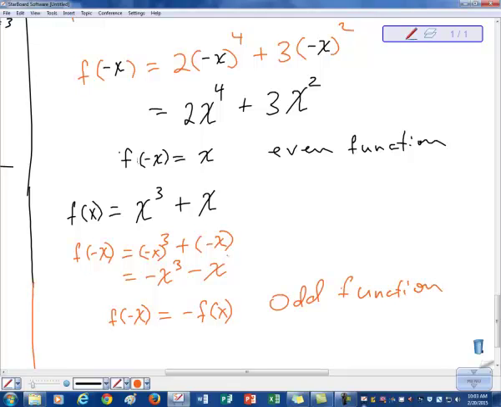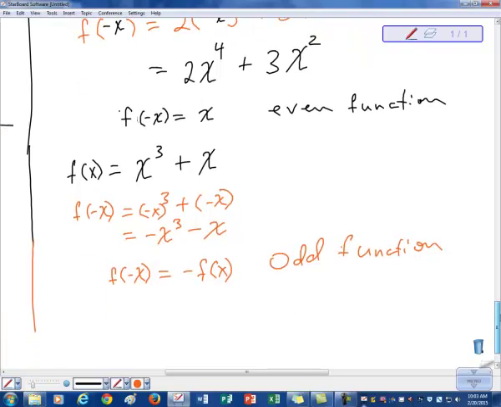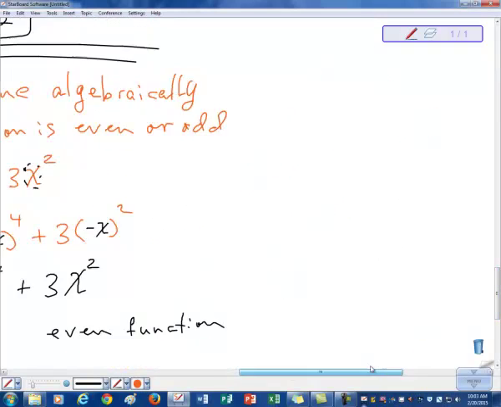And if you don't either get all the signs change or all the signs stay the same, then you would have neither. Okay, that is problem 5.